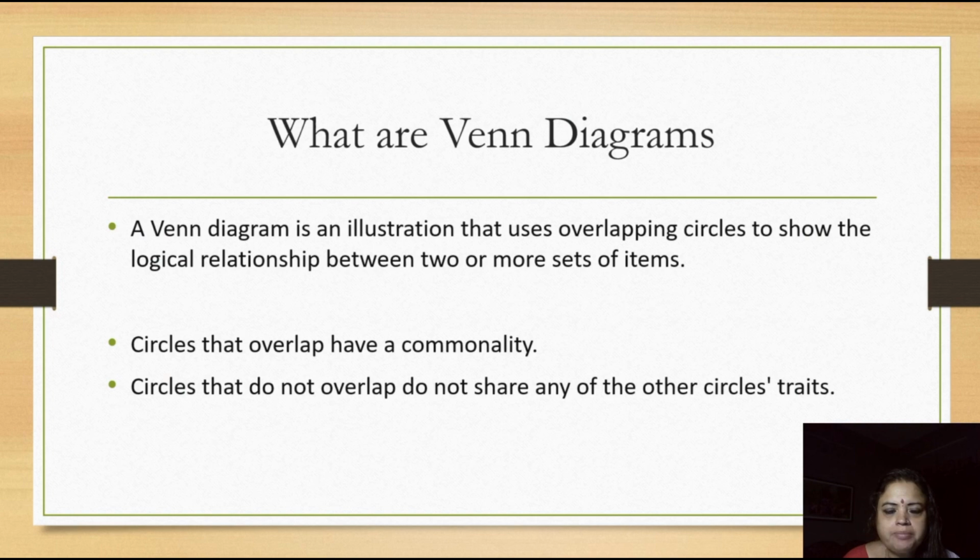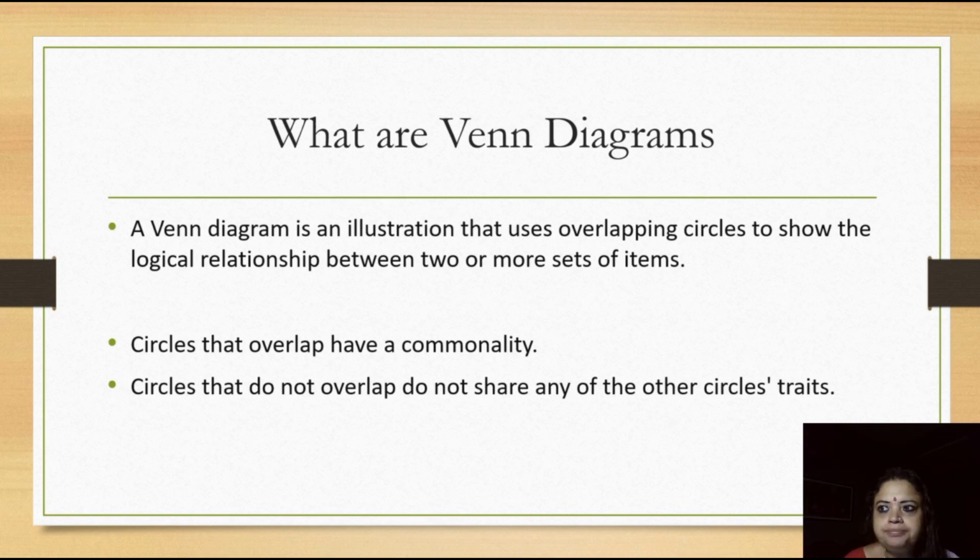So before we talk about Venn diagrams, we should know what a Venn diagram is. It is actually an illustration that uses overlapping circles. And we use overlapping circles so that we can find the logical relationship between two or more sets of items. It need not be items, it can be animals, plants, human beings, any entity. From Venn diagrams, we find that circles which overlap will have something in common between them.